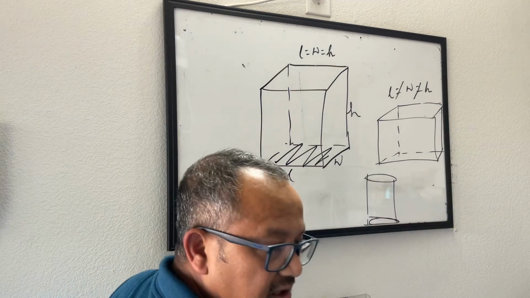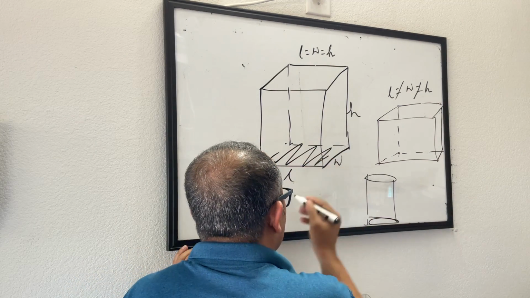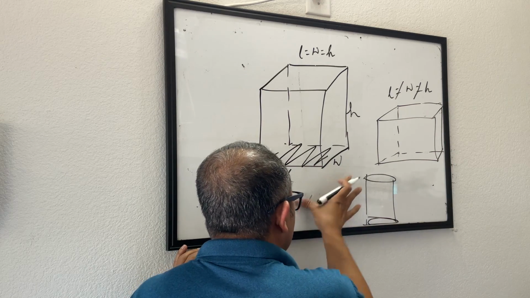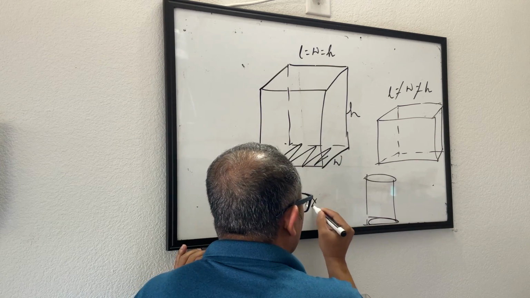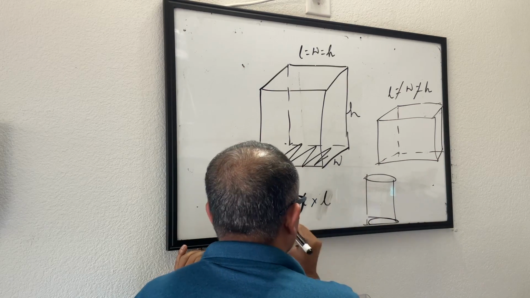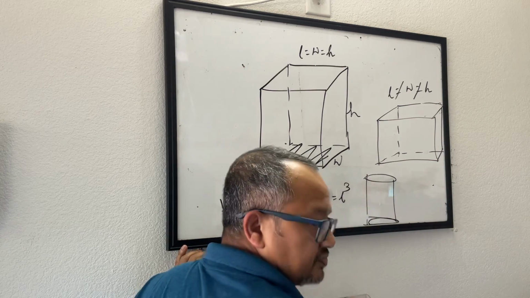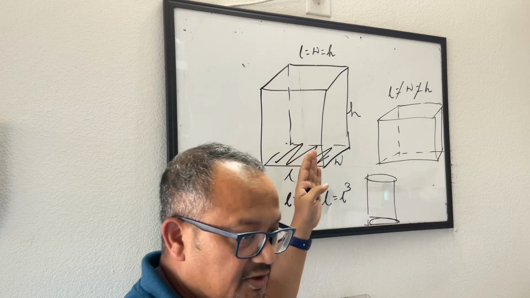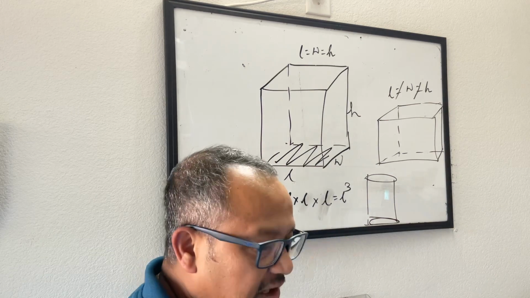It will be area of the base, which is length times width. My length and width are both the same in case of a cube, into the height. Again, my height, length and width all are the same. So this is length cube. Okay. I'm just deriving the formulas quickly by relating to the basic concepts, and then we'll look at some interesting problems to deal with.